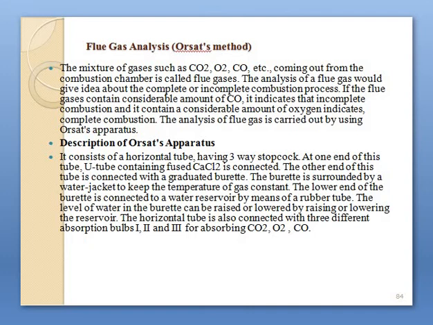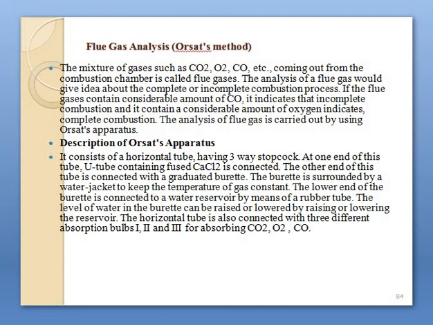If the flue gases contain a considerable amount of carbon monoxide, it indicates incomplete combustion, and if they contain a considerable amount of oxygen, it indicates complete combustion. So if a lot of CO comes out, it is incomplete combustion. If the oxygen is present in a desirable amount, then it shows that it's a complete combustion.